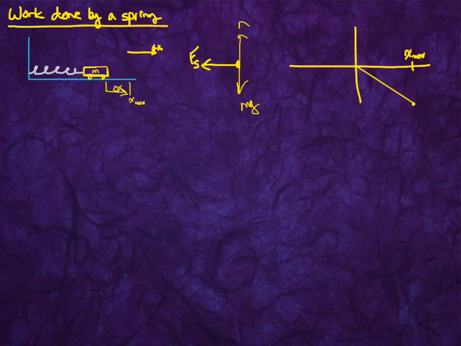Okay, we know that at zero displacement, there is no force acting on it. And if we go all the way out to the x max in the other direction, so at negative x max, then we're going to have our maximum positive force.